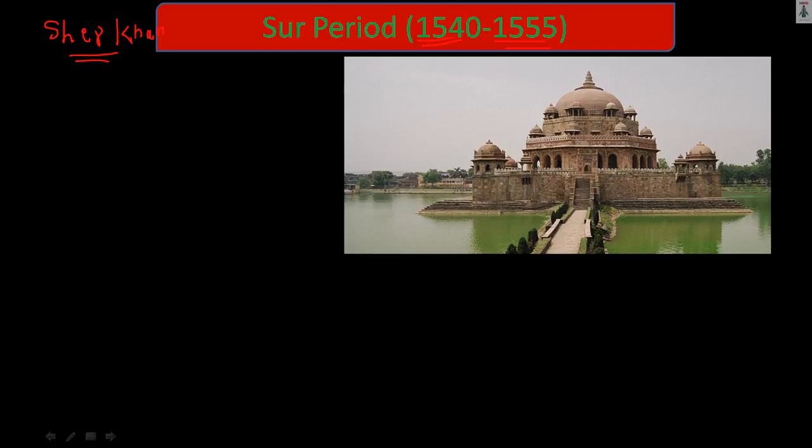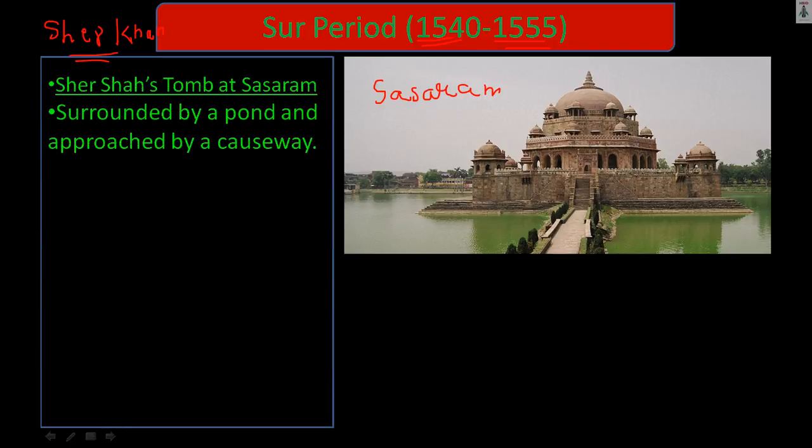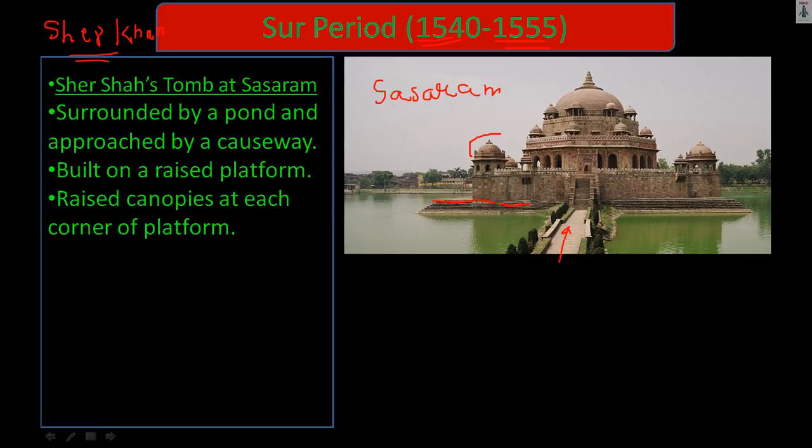This is his tomb which he built at Sasaram in Bihar. It has some very distinct features. First, it is surrounded by a pond and it can be reached by a causeway. So this is the causeway, and this is the pond, and it is built upon a raised plinth on this pond. And he has canopies. These are the canopies at each corner of this platform. This is a square platform. He used the finest quality of Chunar sandstone to construct this.